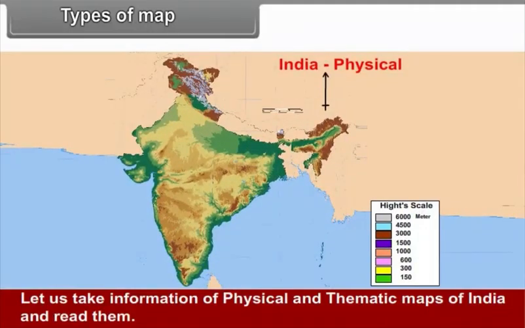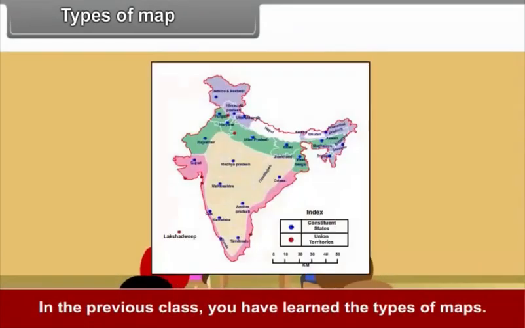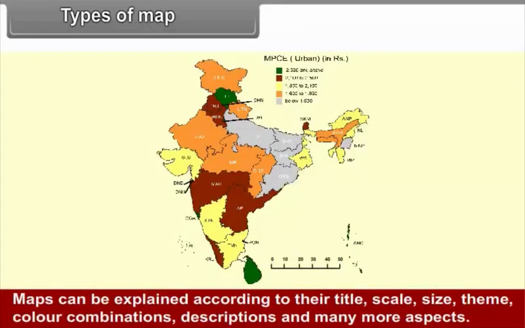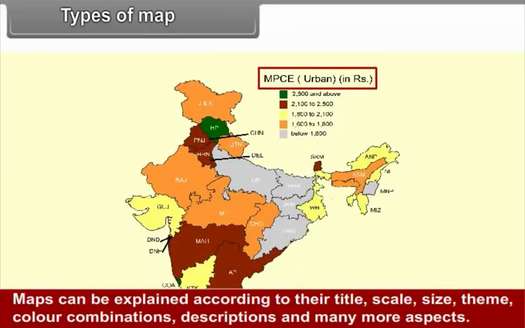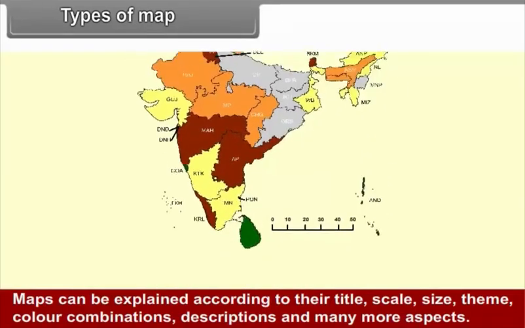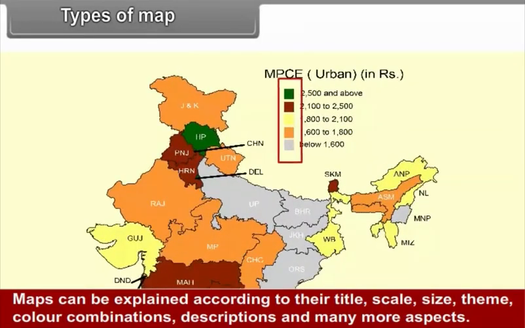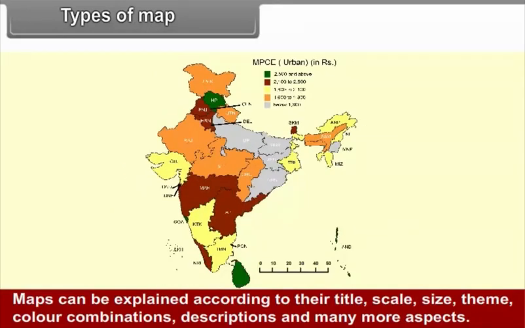Let us take information of physical and thematic maps of India and read them. In the previous class, you have learned the types of maps. This year, let us learn to read, understand, and explain them. Maps can be explained according to their title, scale, size, theme, color combinations, descriptions, and many more aspects.